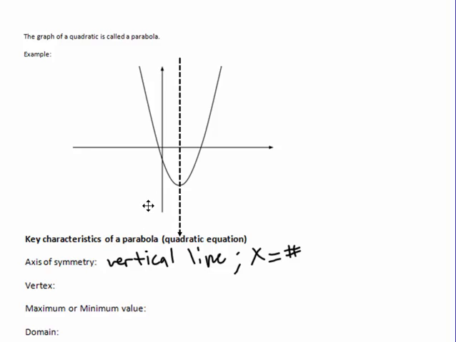So we just wanted to say that x equals a number. Now the vertex is a point on the parabola that would either be the lowest point, or if you had a parabola that opened down, that's a terrible parabola, but if you had a parabola that opened down like that, the vertex would be the highest point there. So we have the lowest point and the highest point there, which brings us to the maximum or minimum value. The maximum or minimum value is the y value of the vertex.